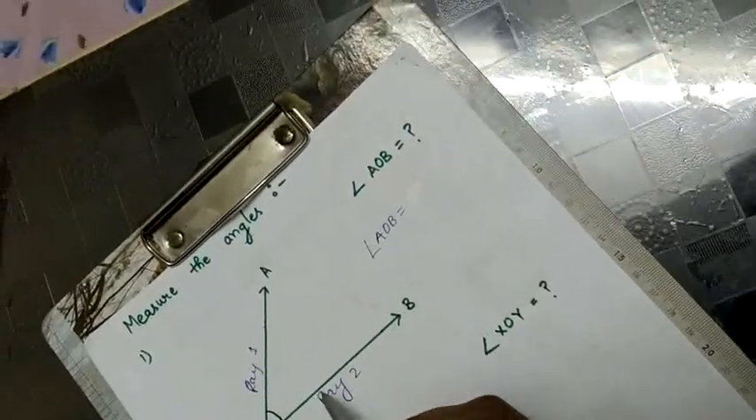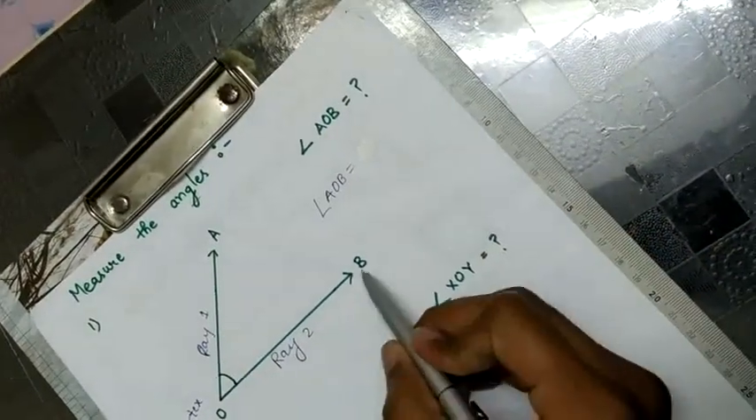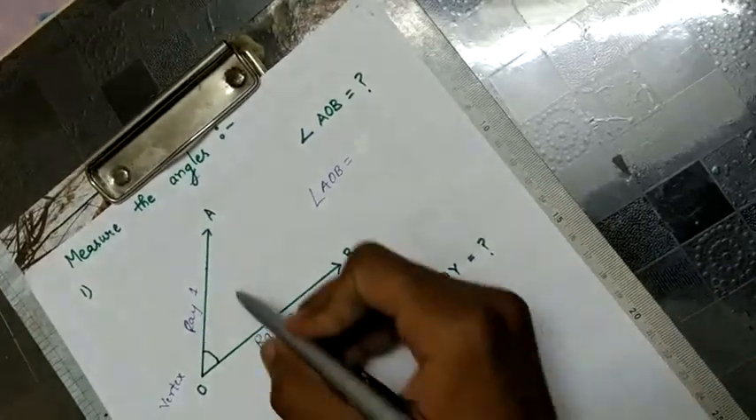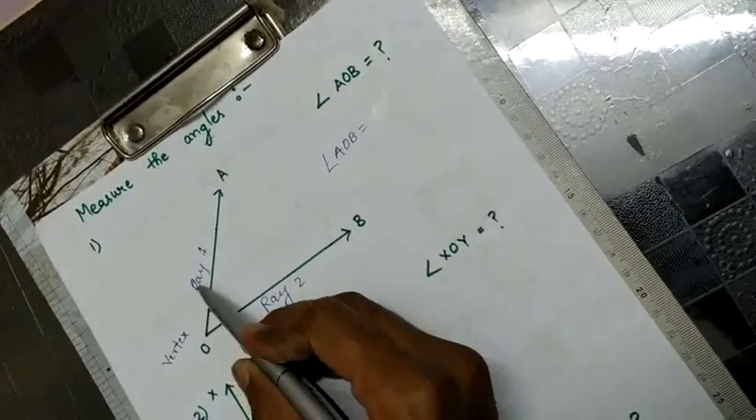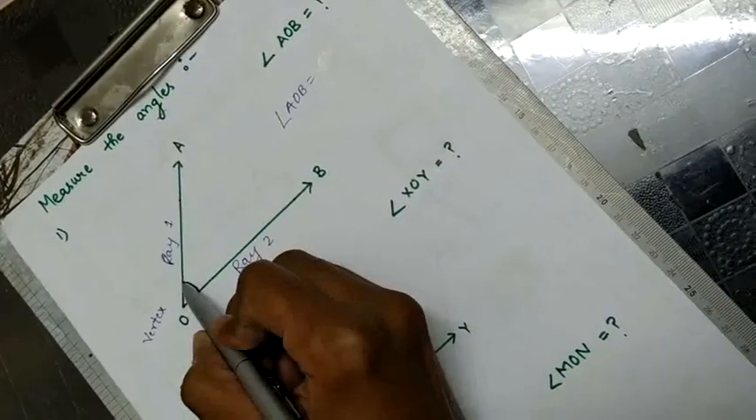Students, now we will measure the angles. Look at this. Here OA and OB are two rays. When two rays intersect with each other, they form an angle.